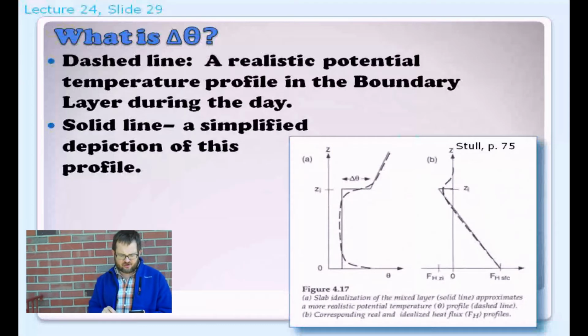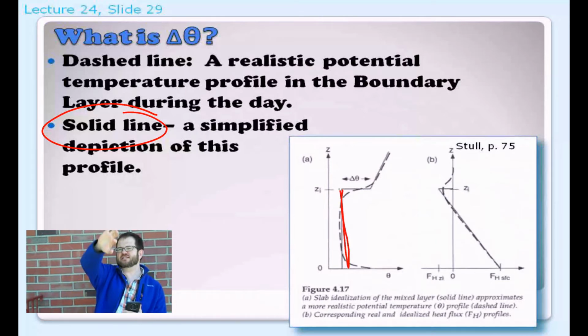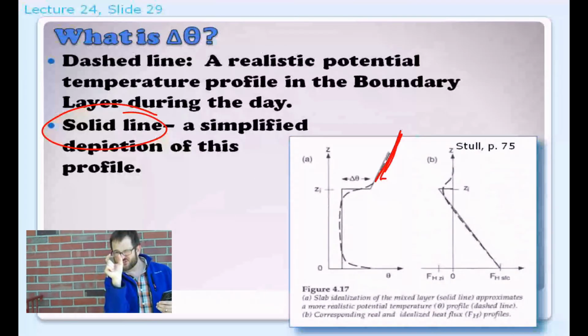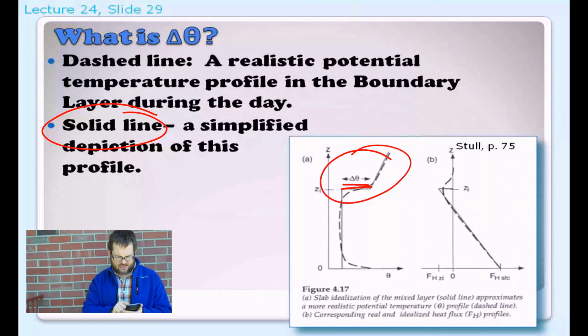And what Stull says here is, for teaching purposes, let's say we can approximate this by the solid line that's on there, which is just a simplified version of the potential temperature profile, where we're just going to say the potential temperature is constant through the boundary layer. It gently increases with respect to height in the free atmosphere, and there's a little corner, or a little jog in the curve, right there at the top of the boundary layer. And that little jog, if you will, is the value of delta theta.